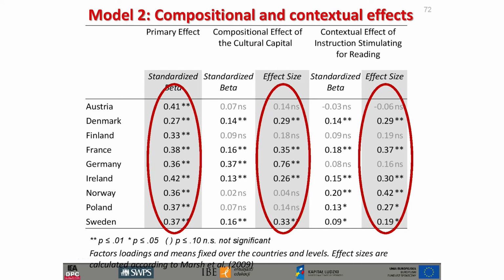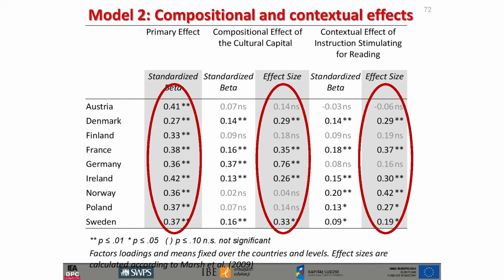And this is the compositional effect of the cultural capital. These correlations indicate that in countries like Denmark, for example, or France, it is important for achievement, or it plays a role if a child is in a school with higher cultural capital or not. Whereas, for example, in Finland, it doesn't matter. In Austria, it doesn't matter. Norway and Poland, it doesn't matter. I mean, it's not significant. So we see that in those societies, not only the individual cultural capital contributes to social inequalities, but also the cultural capital of the class or school.